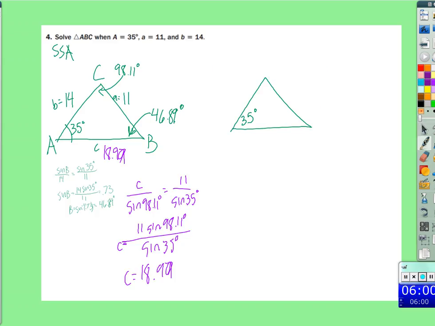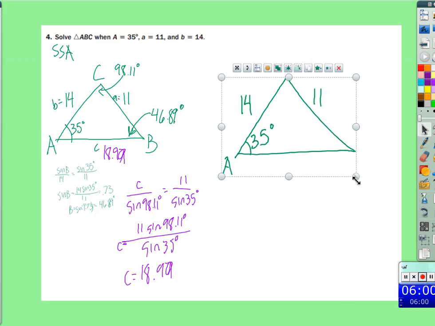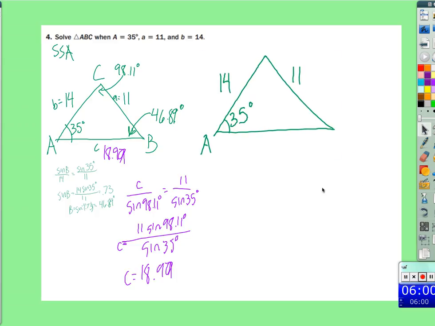35 degrees for angle A. That still has to be 35. That was given. This is 14. This is 11. We're drawing the first triangle. So there's our first triangle, and now I'm going to use it to show you the second triangle. Call that one 11. But we won't label anything else because we're about to draw a different triangle. This other triangle we get when we take this side and we swing it over here. And now this side is 11, but it's short enough to fit in this other space.